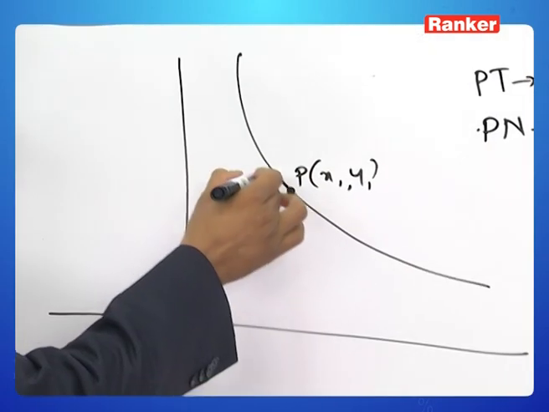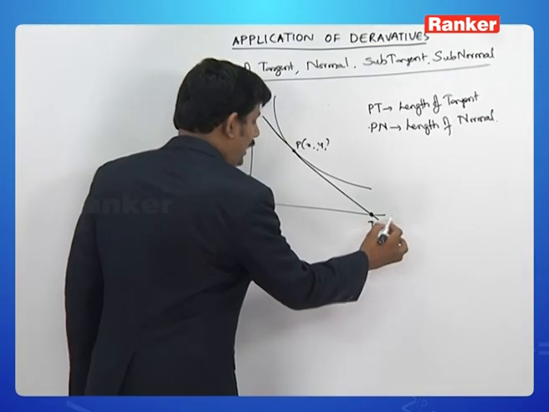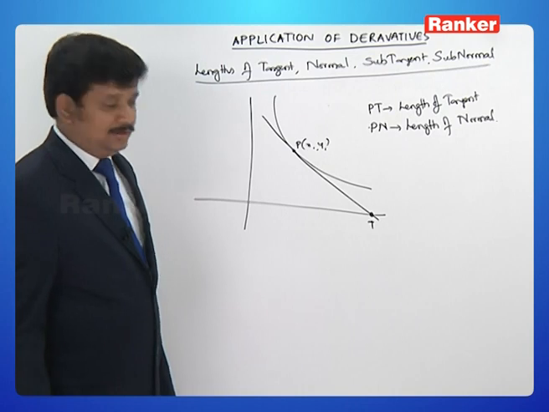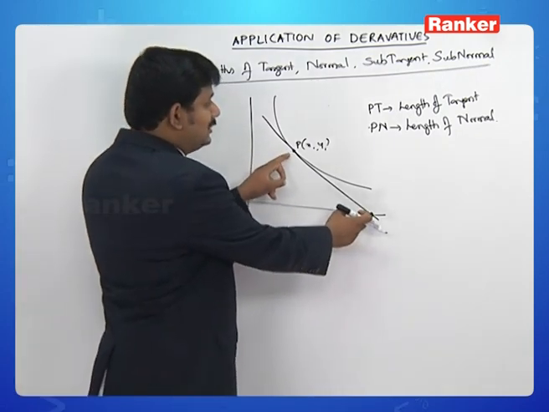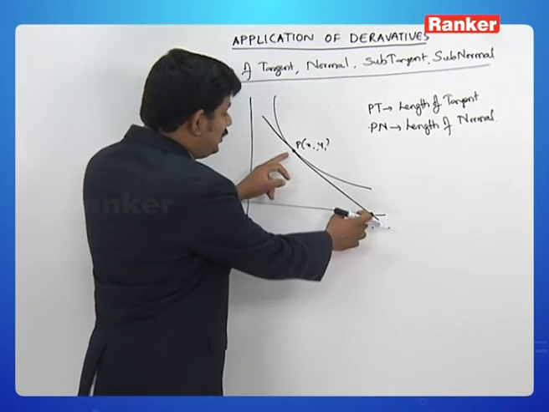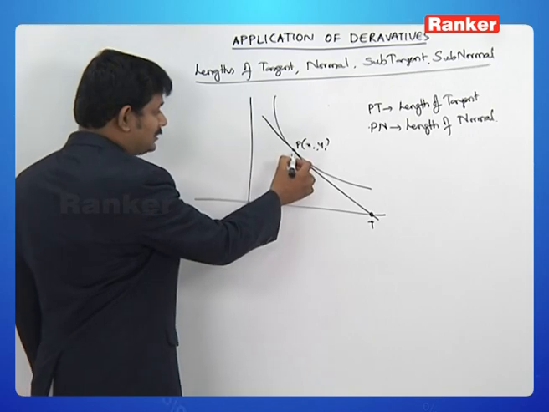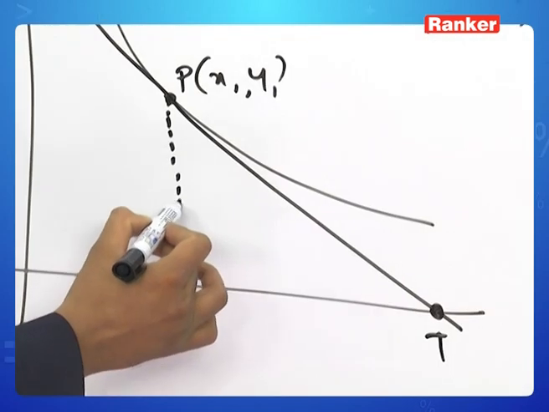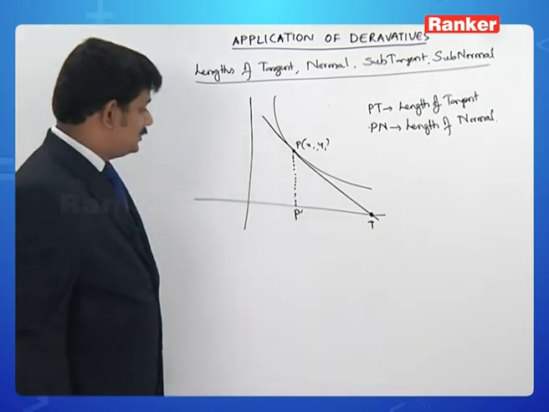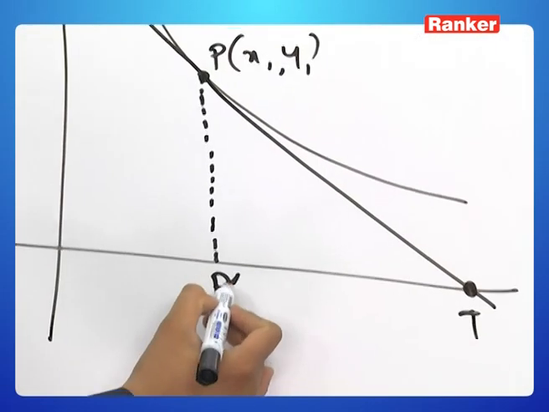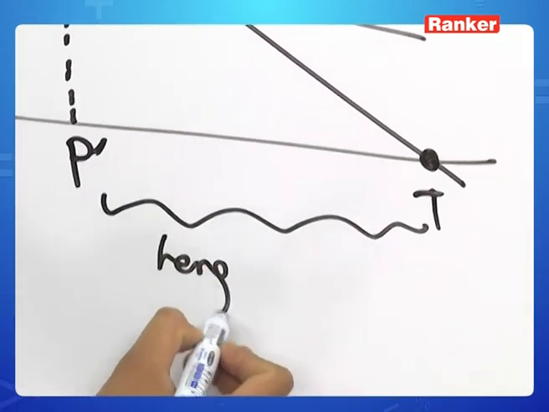For subtangent, draw tangent at P and let the tangent cut x-axis at T. Now the projection of PT, the length of the tangent, on x-axis, that is, drop a perpendicular from P onto x-axis. Let us call this point P dash. This P dash T is called length of subtangent.